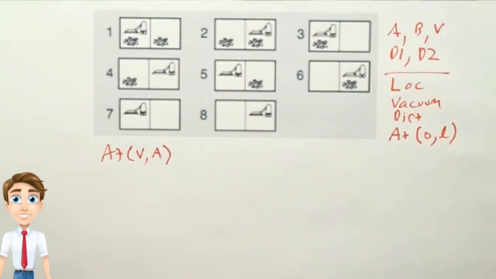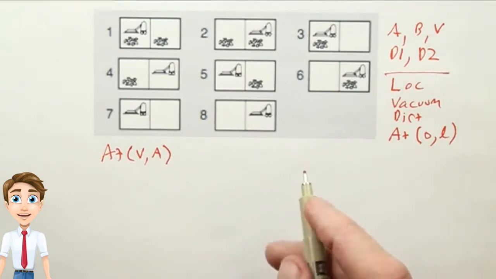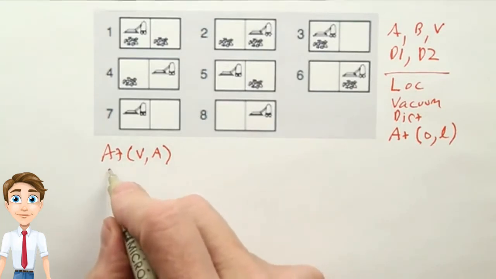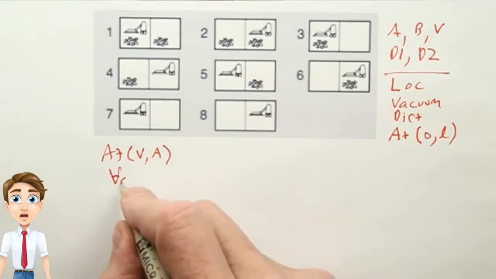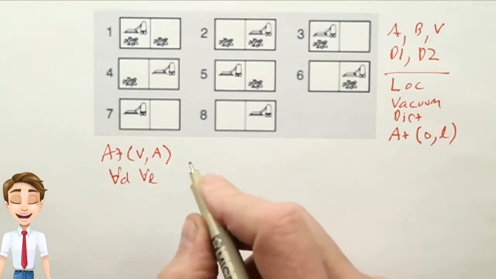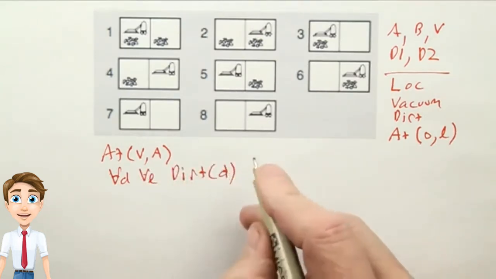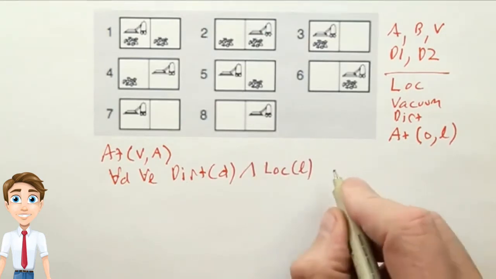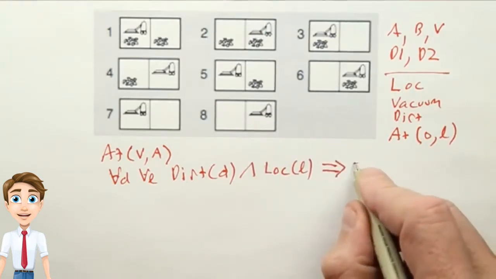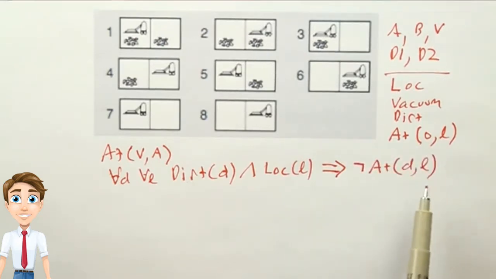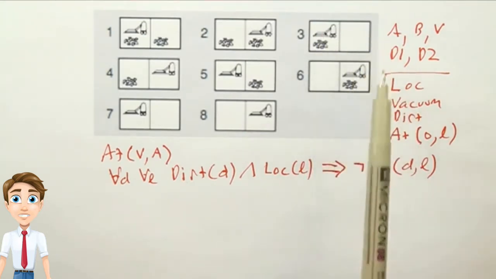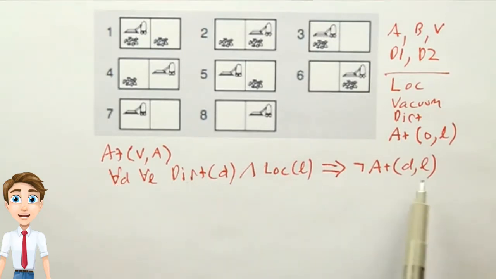If we want to say there is no dirt in any location, it's a little bit more complicated. We can say for all D and for all L, if D is a dirt and L is a location, then D is not at L. So that says there's no dirt in any location. Now note, if there were thousands of locations instead of just 2, this sentence would still hold. And that's really the power of first-order logic. Let's keep going and try some more examples.